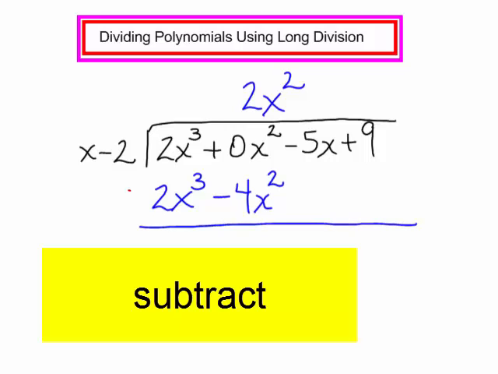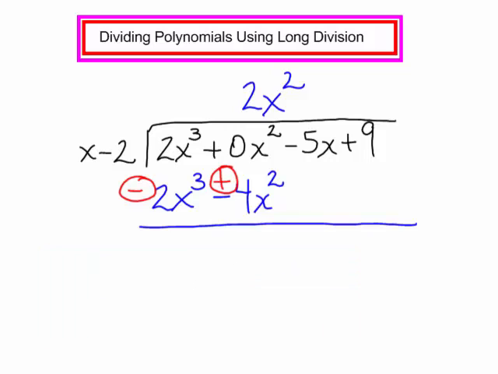And now we will subtract, which means you're going to change those signs. Once again, I like to circle the signs when I change them, just to help me remember that I've already done that. 2x cubed and a negative 2x cubed, they're gone. 0x squared and a positive 4x squared is 4x squared. And now bring down that next term, which is a negative 5x. And we will do it again.